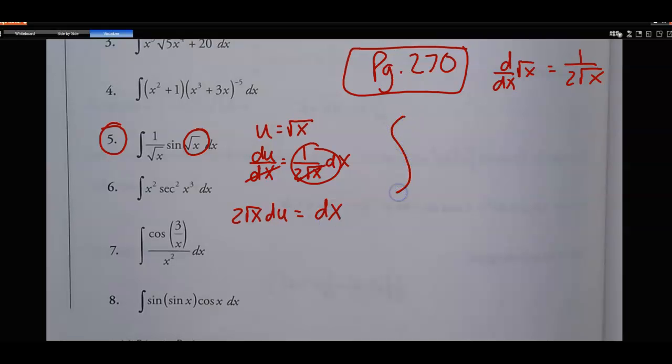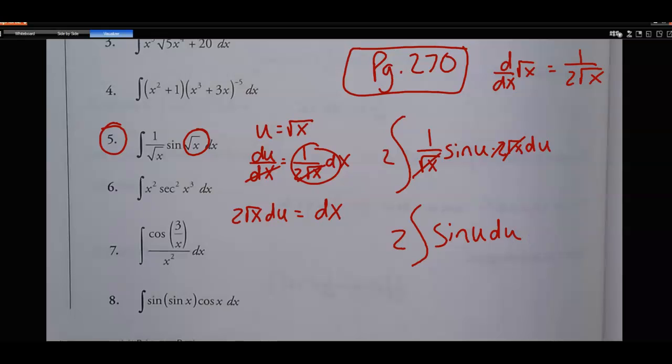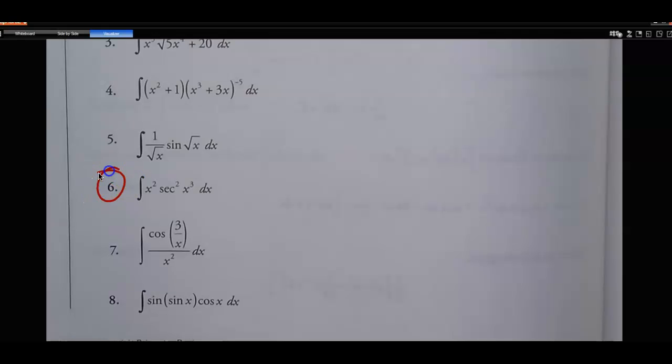Then we're going to go ahead and put our integral together with the u substitution now. I'm going to put a u right there. And then I'm going to have times 2 square root of x du. Now the square roots of x go away, and the 2 can just come out to the front. And from there, I think I'm going to go ahead and let you guys take over. Okay? And you guys can finish the problem up from there. For number 6, I'm just going to tell you that your u is x cubed, and I'm going to let you guys take over from there.